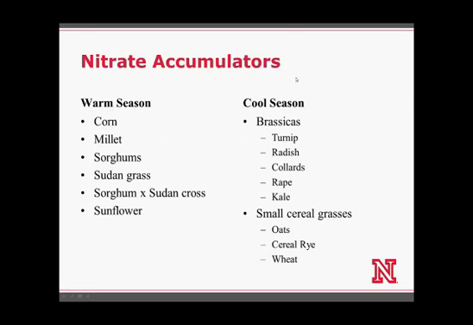Many of the species that are used as cover crops and grazed can be nitrate accumulators. Our warm season species such as corn, millet, sorghums, Sudan grass, sorghum Sudan crosses, and sunflowers are all nitrate accumulators. Cool season species such as brassicas, which include turnips, radishes, collards, rape and kale, as well as our small cereal grasses, oats, cereal rye, and wheat are all nitrate accumulators.